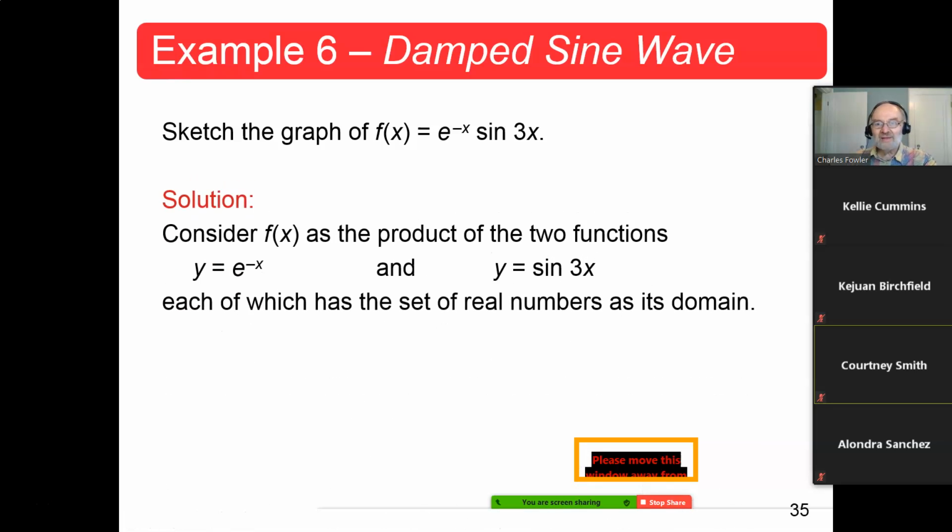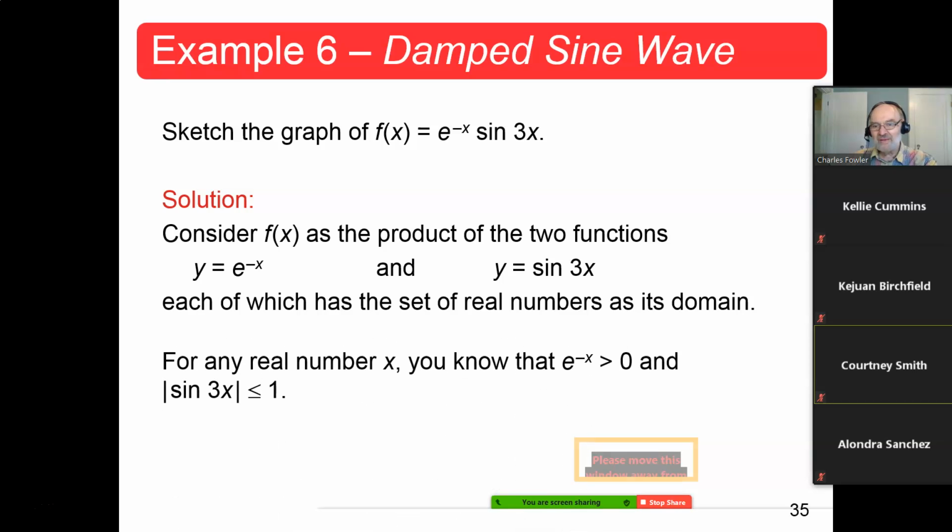And here they consider the product of two functions, and they go through all this mess. Basically, all you have to do is graph y is equal to e to the minus x, draw y is equal to minus e to the minus x. Okay, and then use your sine function to get your zeros and your max and your min, and just connect the dots. That's what you do. They go through all this stuff, and it's fine.